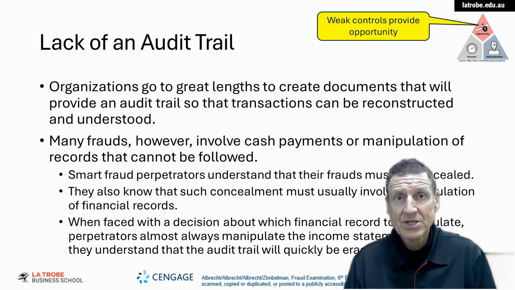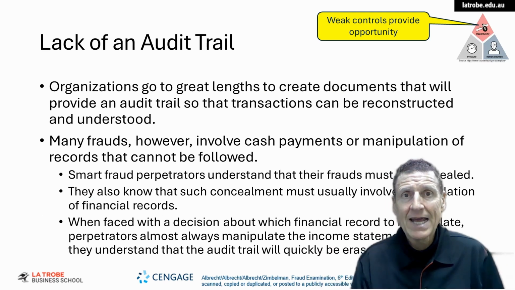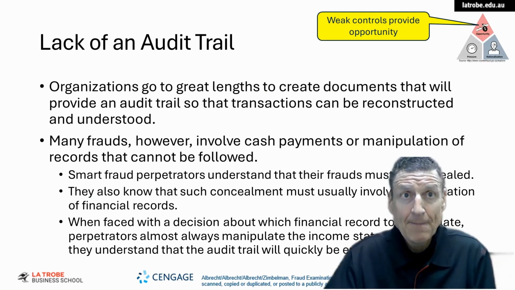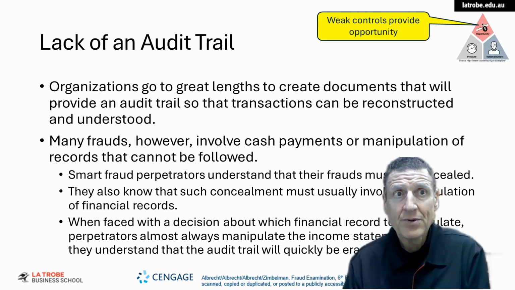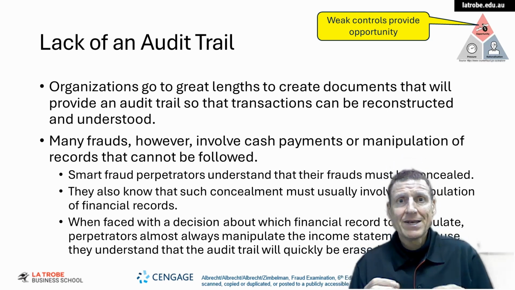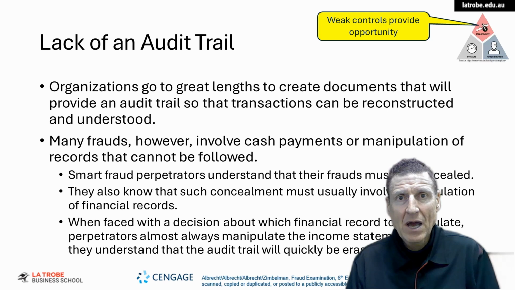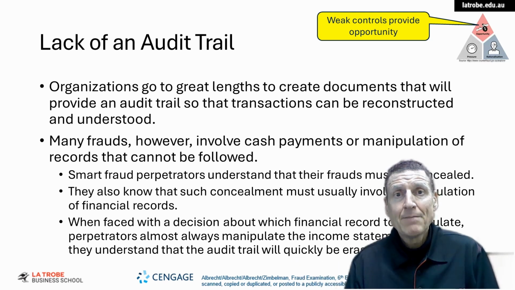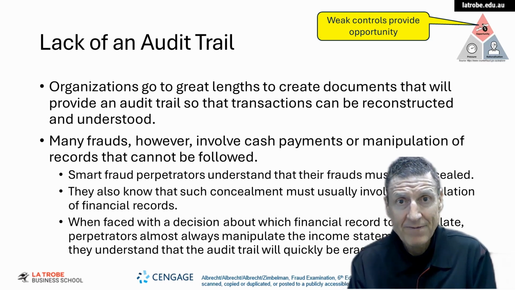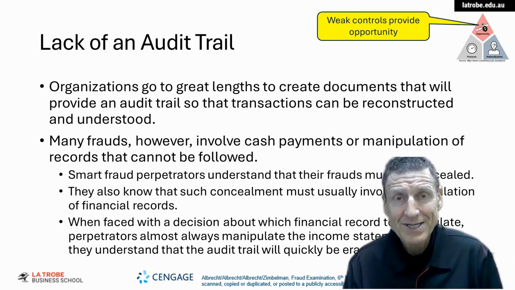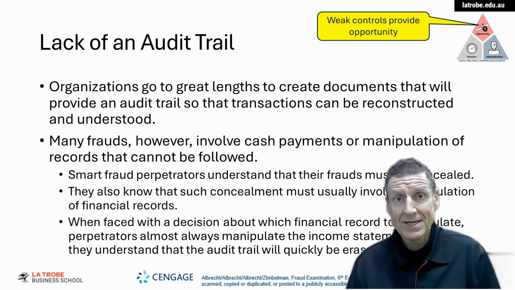Organizations go to great lengths to create documents that will provide an audit trail so transactions can be reconstructed and understood. Many frauds, however, involve cash payments or the manipulation of records that cannot be followed. So for those that want to commit fraud, they understand that, yes, there is the act of stealing money, but also you need to do two other things. You need to conceal the theft, and then finally you need to convert. We'll talk about that in future chapters. That is the act of theft, concealment, and conversion.